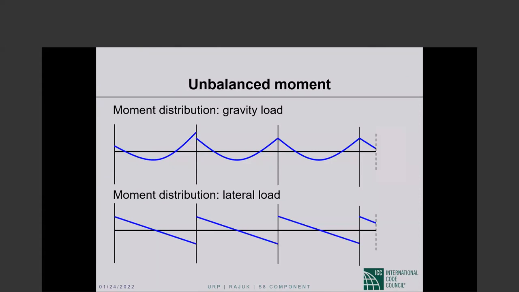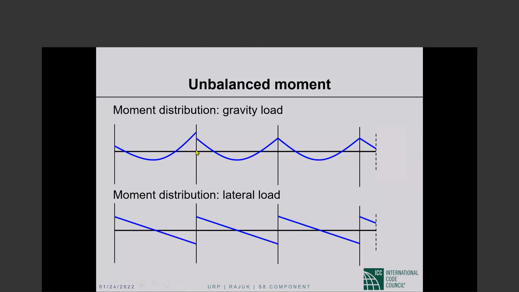This is a slab strip, let us say, continuous over several columns. Under gravity, the top picture, this is what our bending moment diagram looks like. The blue lines indicate the bending moment diagram. At the exterior support, this entire slab end moment must be transferred to the column for equilibrium. That is the unbalanced moment transfer that we are talking about.